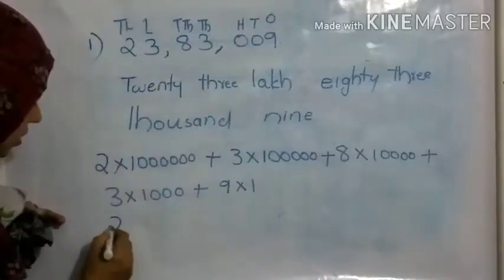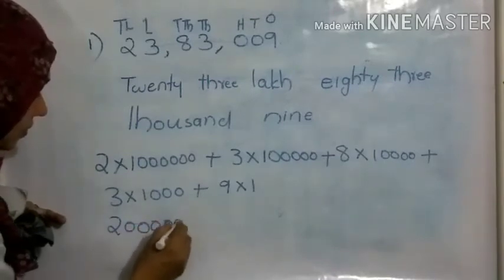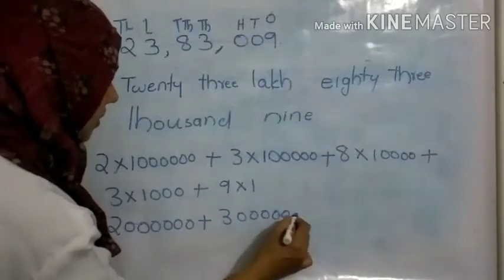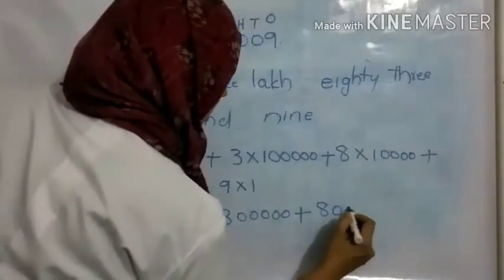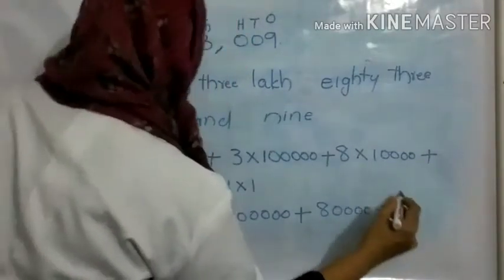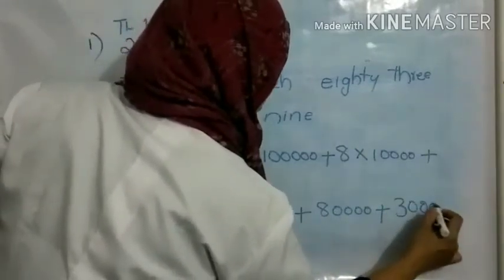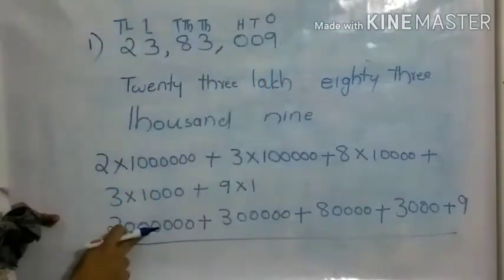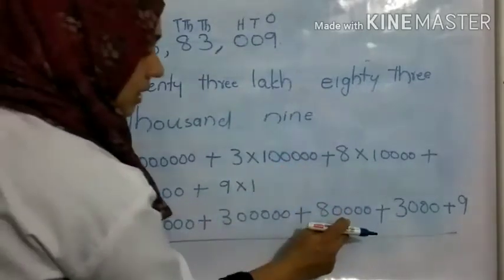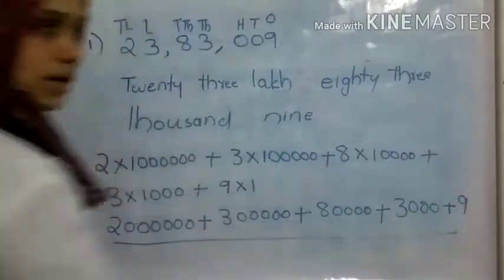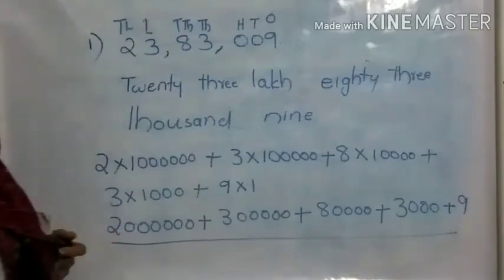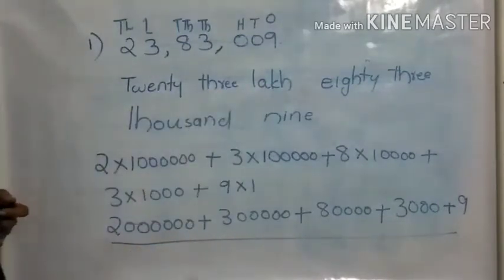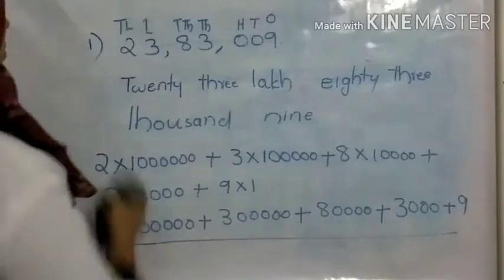We can write 20 lakh plus 3 lakh plus 80,000 plus 3,000 plus 9. This is the expanded form of this number. 20 lakh plus 3 lakh plus 80,000 plus 3,000 plus 9. This is the expanded form of this number. Did you understand this model? First write the number name and the expanded form is like this. Okay. Then next question.